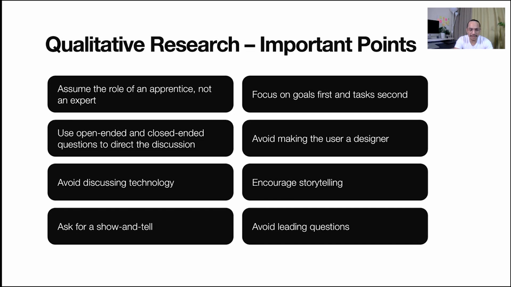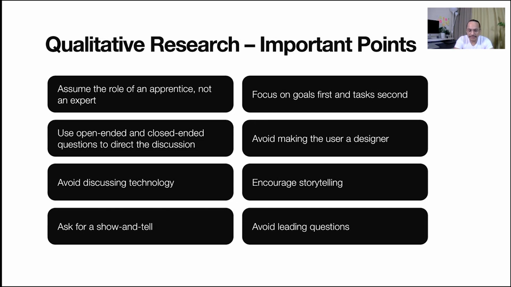Avoid making the user a designer. Never ask the user, okay, so what do you think? Like, should I place this button on the main screen or on the second screen? Don't ask him. Just ask for his expectation from the product, and also ask why he uses the product. After that, you are the expert in design, so you should be creating the other things, like the design and layout and all.